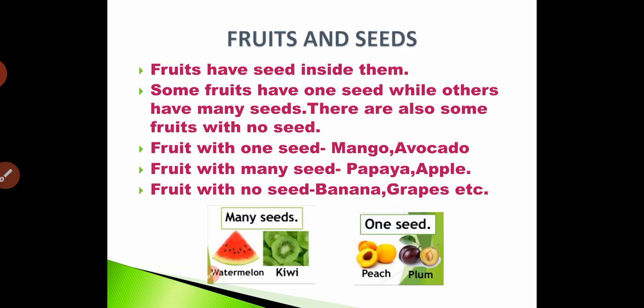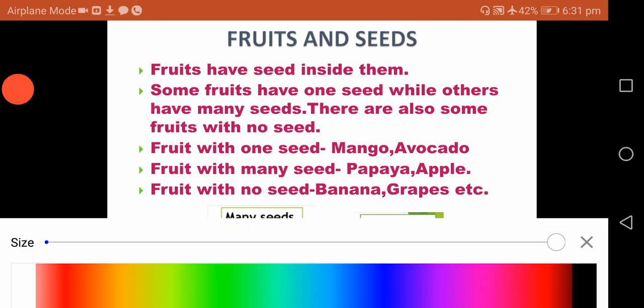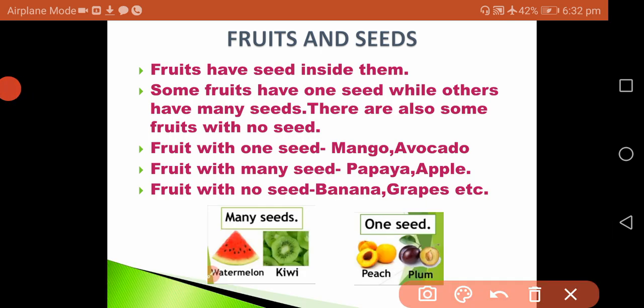Now let's move to the fruits and seeds. You can see there are some fruits which have seeds inside them. Some fruits have one seed while others have many seeds. And there are also some fruits which do not have any seed. Fruits with one seed, that is mango, avocado, they are fruits which have only one seed inside them.